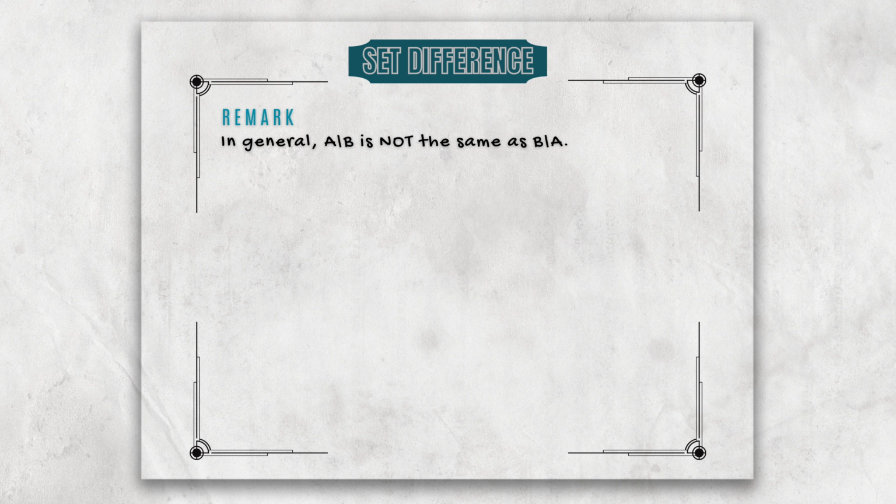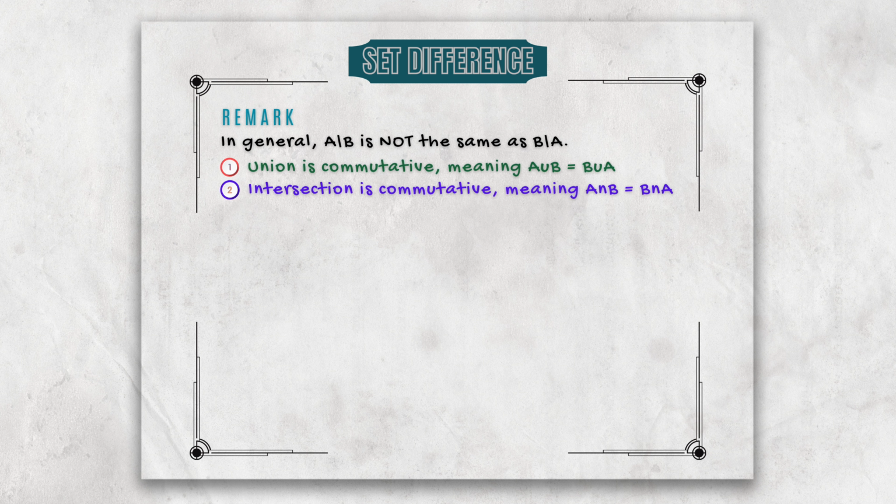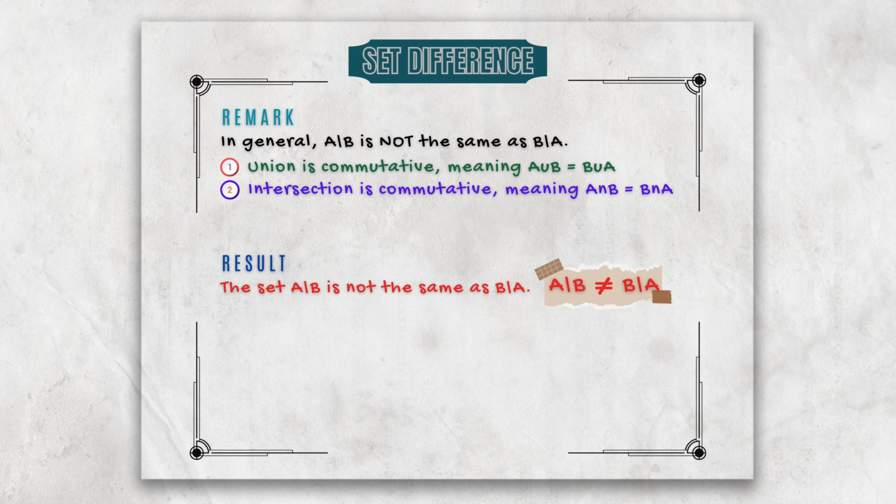Unlike the union and intersection, which are commutative set operations, meaning A union B is the same as B union A, and A intersection B is the same as B intersection A, the set difference is not commutative. Therefore, the set A without B is not the same as B without A.